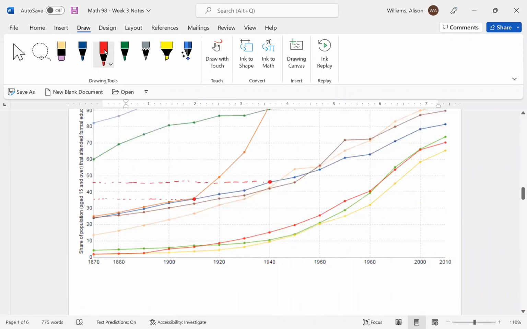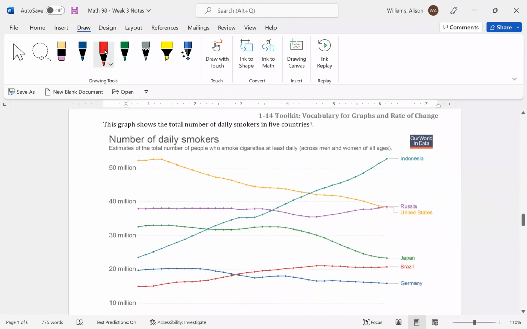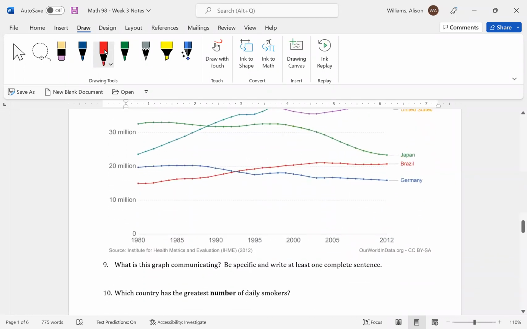All right, moving on. So now we have a different graph we're going to work with. This time we're looking at daily smokers in 5 different countries, which they've labeled to the right. That looks like 6 different countries to me. 1, 2, 3, 4, 5, 6. Maybe they meant outside of America. I don't know. All right, let's look at what they ask.